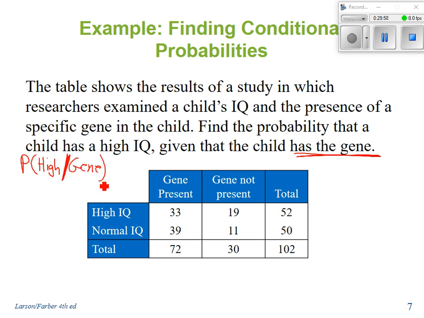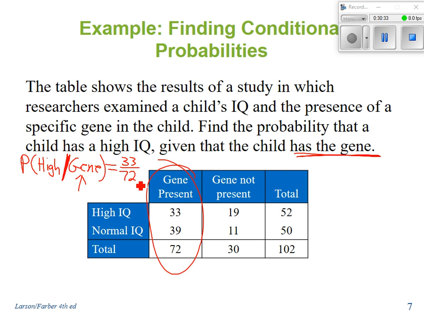So when you're reading this, you've got to be really careful. Are we choosing from all 102 of these people? No, we're only picking from the people who have the gene, so we're just looking at that group right there. So we want the probability that they have a high IQ. How many of those have a high IQ? 33 out of 72. And we can change that into a decimal just by dividing it.